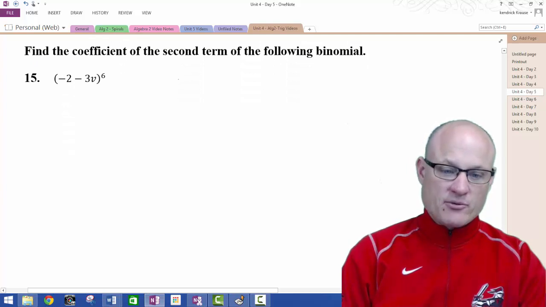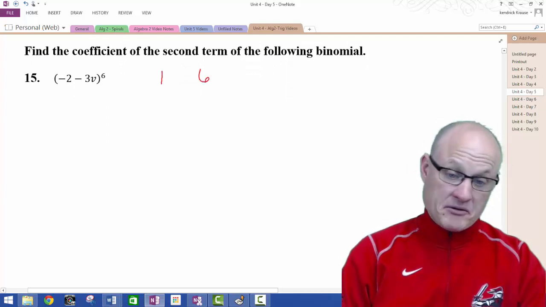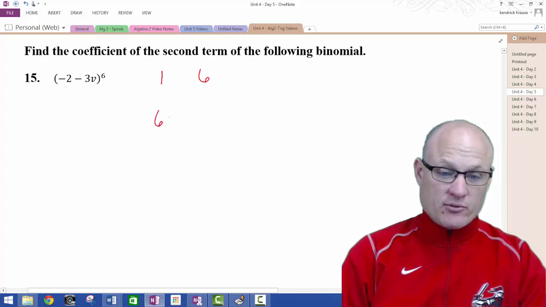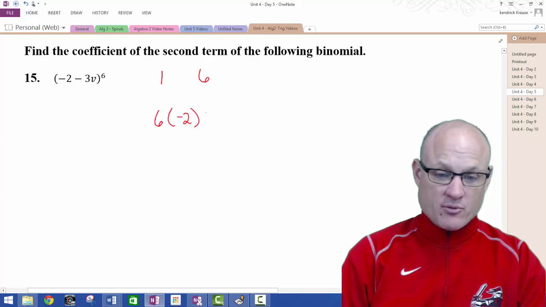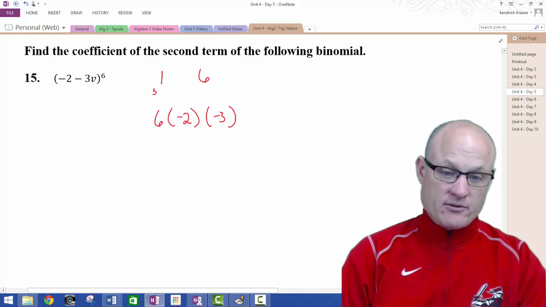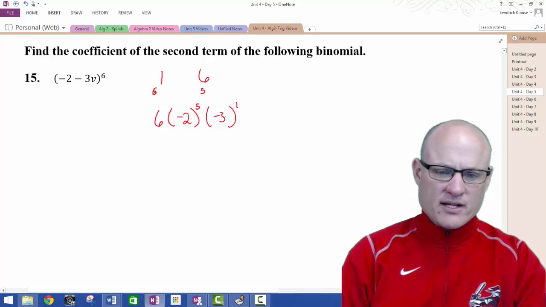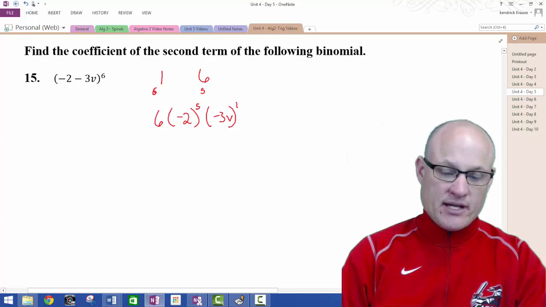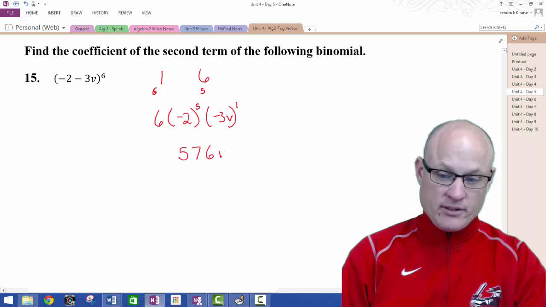Second term. Nah, this one's not bad. 1, 6. That's the second term. All right, so it's going to be 6 parentheses negative 2 to some exponent parentheses negative 3 to some exponent. So first one will be 6, 5. So 5 goes here. And they have to add up to 6. So 1 goes there. Forgot the V. So this is going to be positive because you got a negative to an odd exponent and a negative to an exponent. So this is negative 3, and this is negative 32 and 6. And that all turns out to be 576. And 1 lone V.